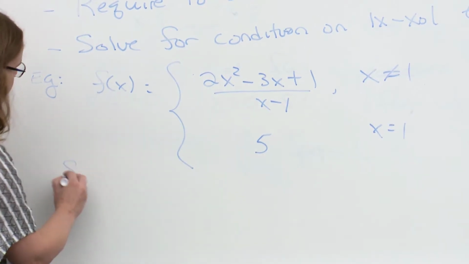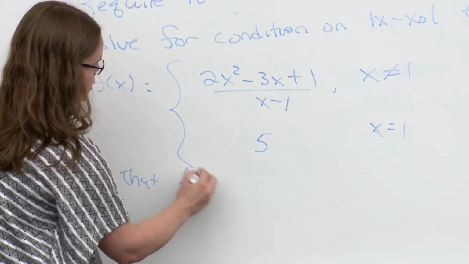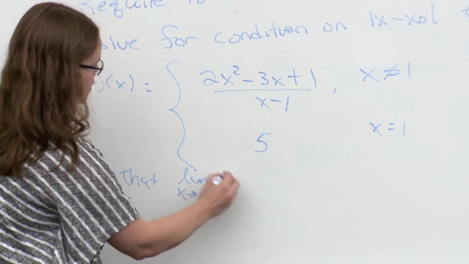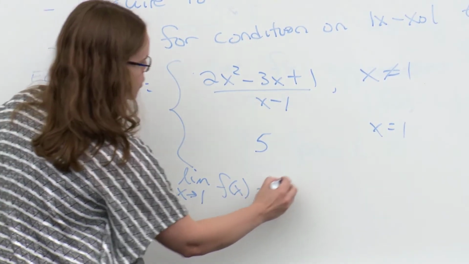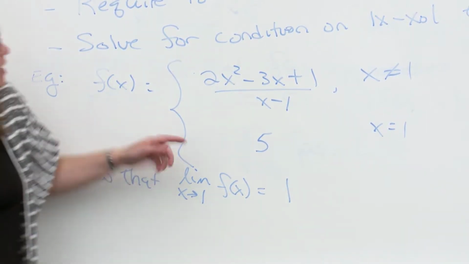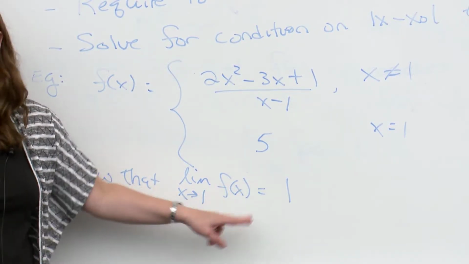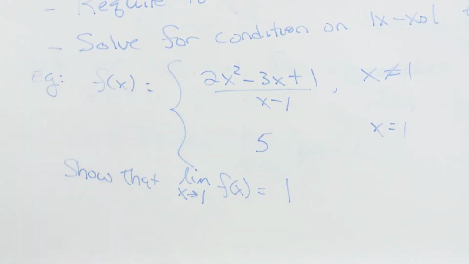And we want to show that the limit as x approaches 1 of f of x is equal to 1 in this case. So in this case, we're not expecting the limit to be equal to the function value. And that's okay. That's valid.